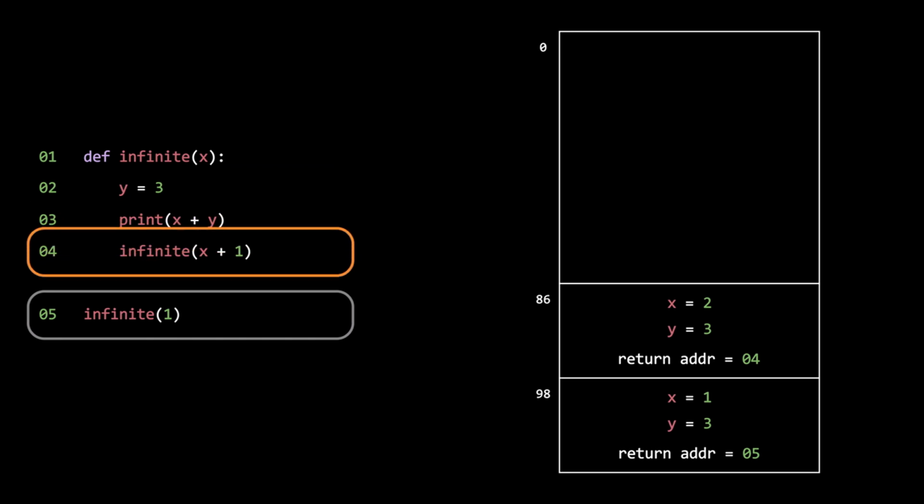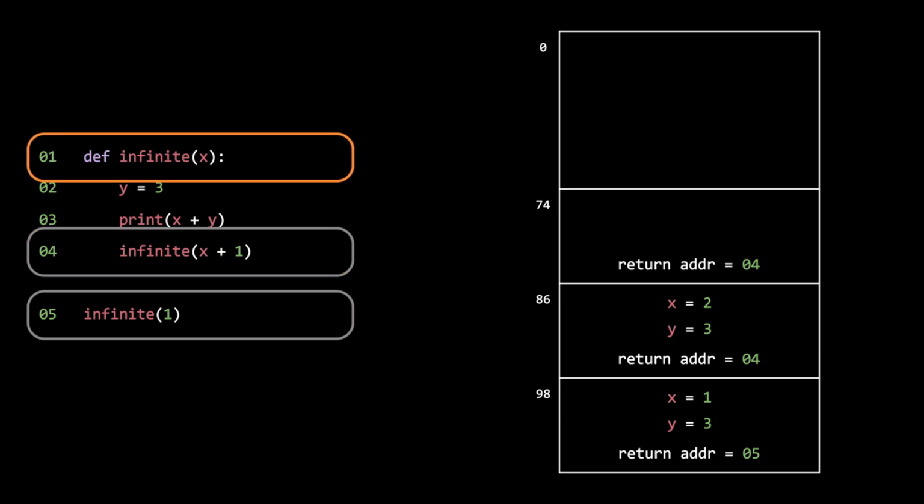Okay, then we call infinite with x plus 1. So now x should be equal to 3. Again, the return address is still 4 because that's where we made the recursive call. That's where I want to return to when we're done. Please note that this is tail recursion because the call to infinite is the very last thing to happen.